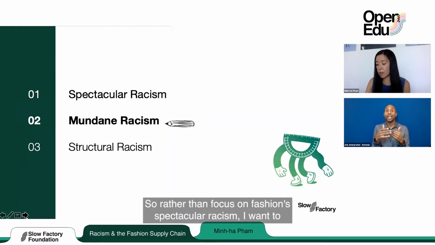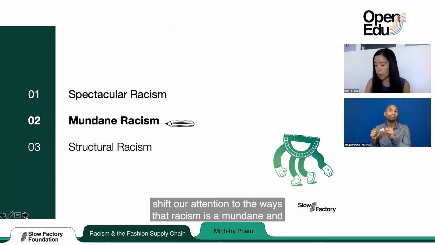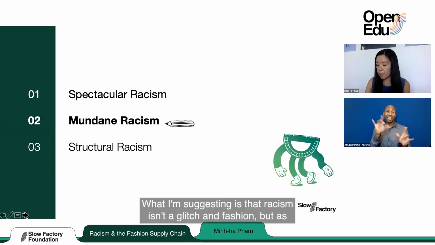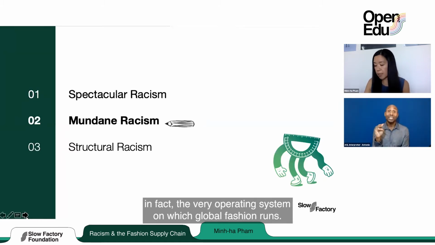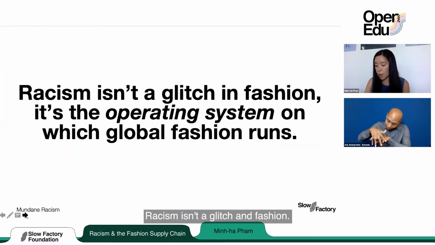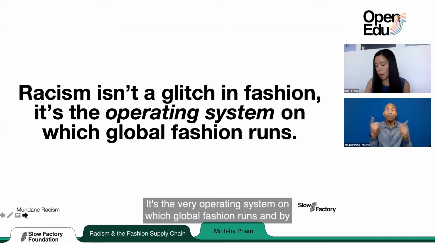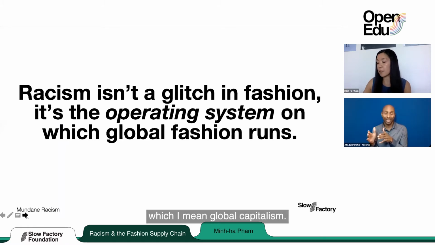So rather than focus on fashion's spectacular racism, I want to shift our attention to the ways that racism is a mundane and ordinary part of global fashion. What I'm suggesting is that racism isn't a glitch in fashion, but is in fact the very operating system on which global fashion runs. So I'm going to repeat that. Racism isn't a glitch in fashion. It's the very operating system on which global fashion runs, and by which I mean global capitalism.